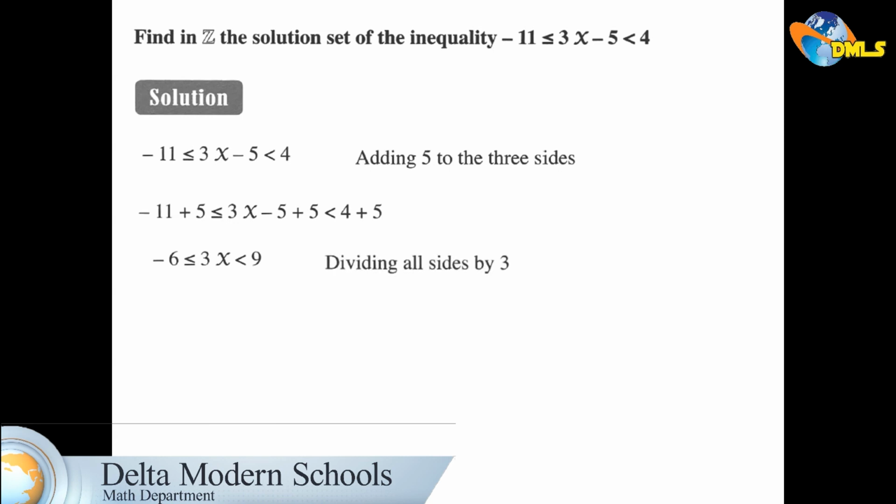By dividing all sides by 3, it will be negative 6 over 3 less than or equal to 3x over 3 is less than 9 over 3. So x is more than or equal to negative 2 and also less than 3. So the solution set is equal to negative 2, negative 1, 0, 1, and 2.